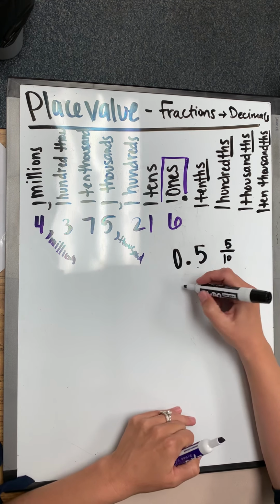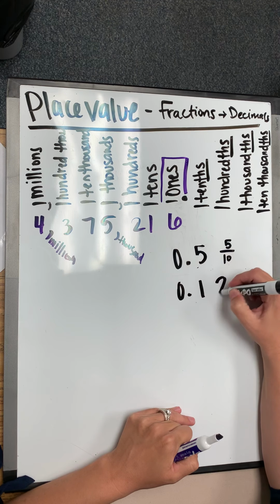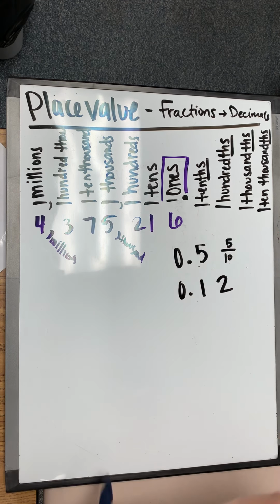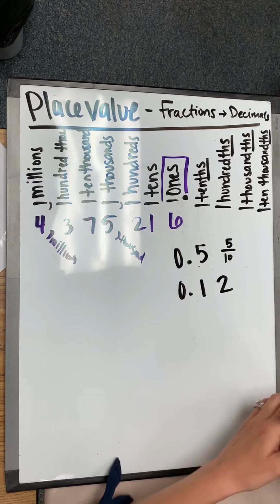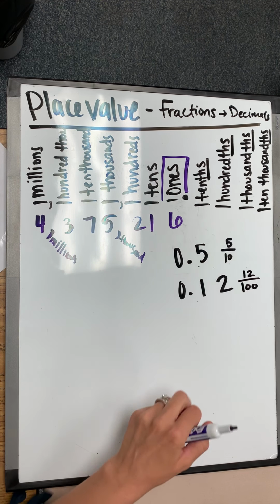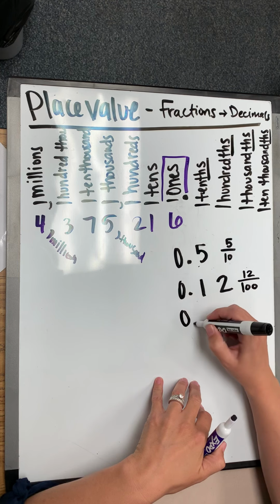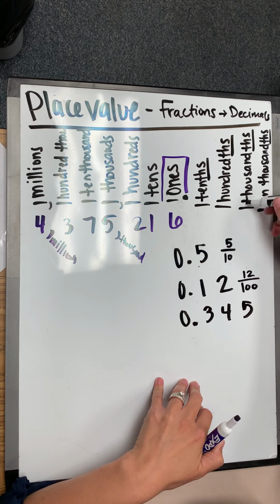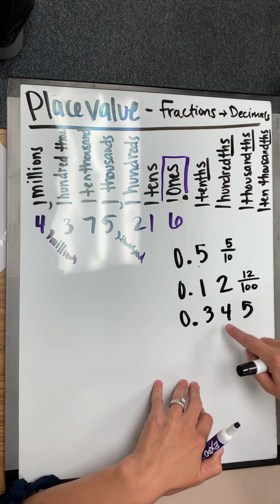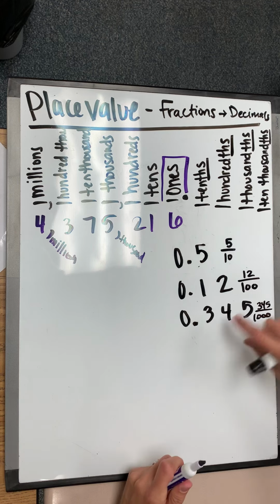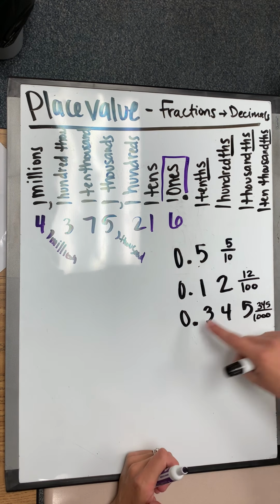So if we have another 0.12, this one is 12, so just like this, 12, and then it ends in the hundredths, so it's 12 hundredths. 12 hundredths. And we can do it again. So if I have 0.345, you'll notice that that one ends in the thousandths place, so we'll say 345 thousandths. 345 thousandths. So as a fraction, you can hear what it should look like when you read it.